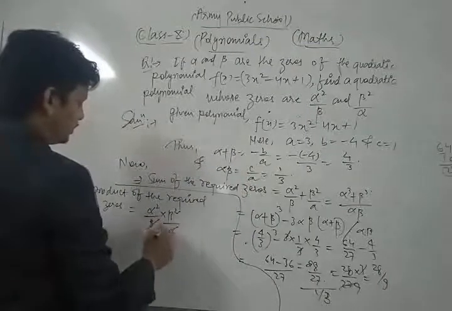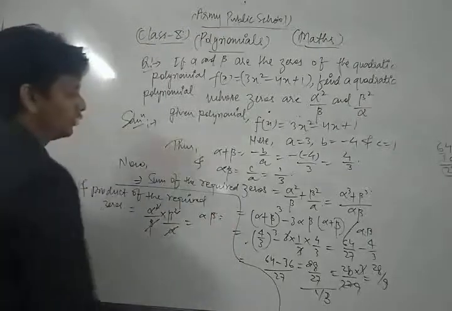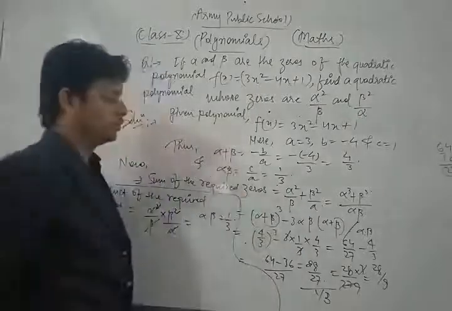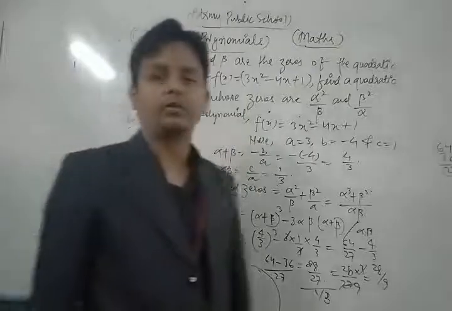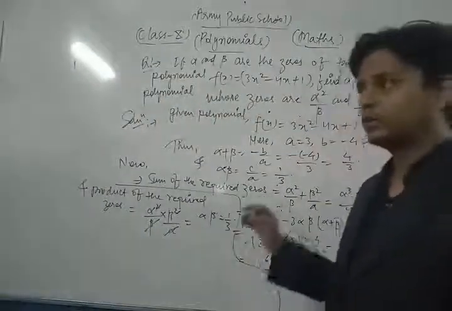So beta cancels beta, alpha cancels alpha, so we get alpha into beta, and the value of alpha into beta is 1 by 3. So here we write 1 by 3. So dear student, in this way we find the sum of the required zeros and the product of the required zeros.